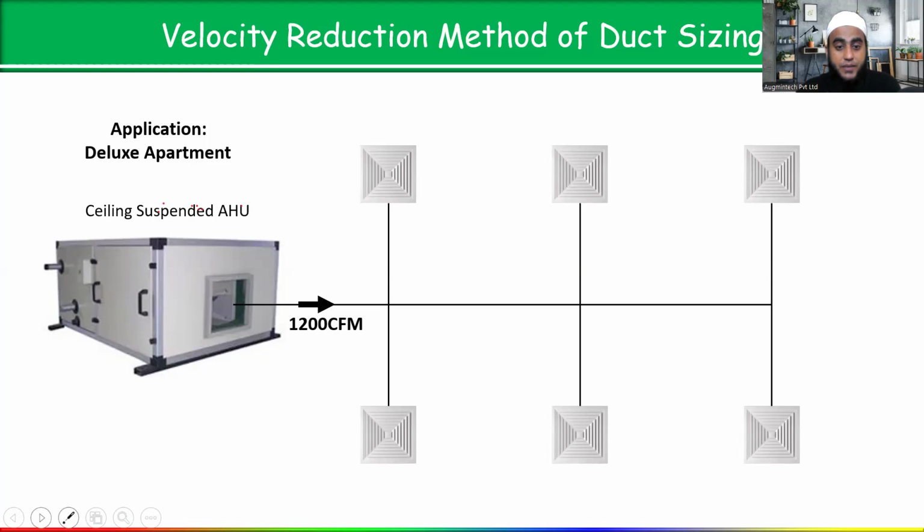Remember, in the equal friction method we got 450 by 300: width of the duct 450, height 300 for 1200 CFM. Suppose here also the space available above the false ceiling to run the ductwork is 300 maximum, so you can maintain up to 300. No problem. First you have to see, the deluxe apartment falls under which category? Residential, commercial or industrial? Let me know fast. Yes, residential.